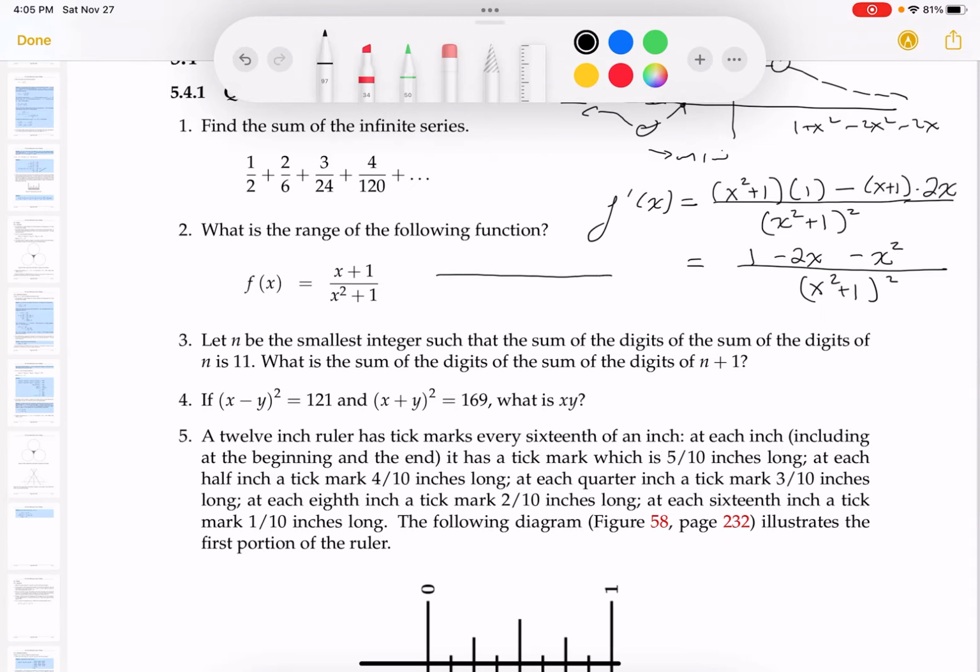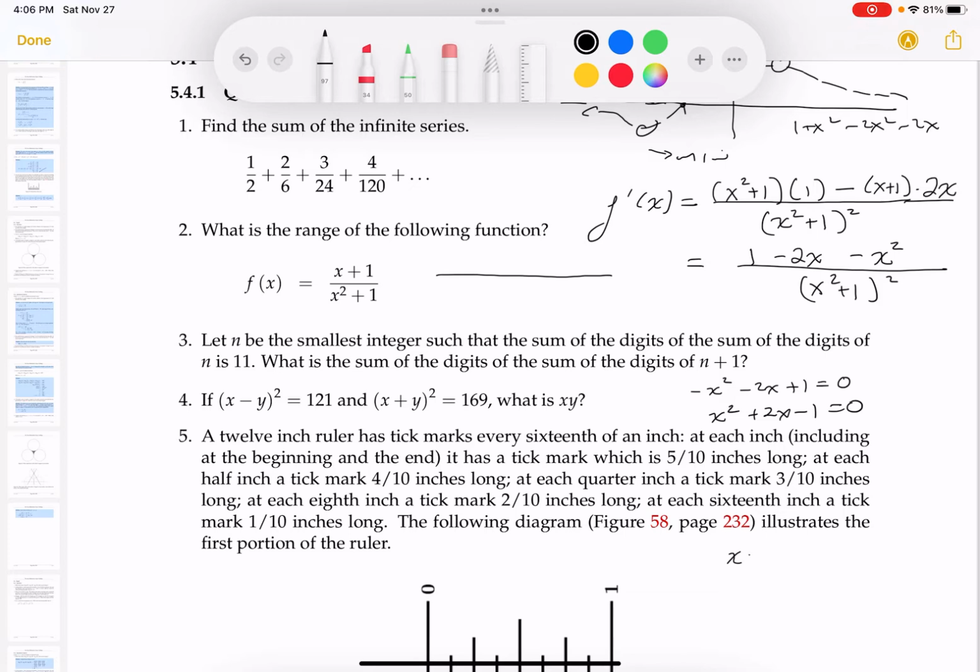And it's going to be, let's take a look at that. So I'm really trying to solve the top when it's equal to 0. And let me just write this down. So it's really minus x squared minus 2x plus 1 equals 0. I'm going to multiply by minus 1, so it's x squared plus 2x minus 1 equals 0.